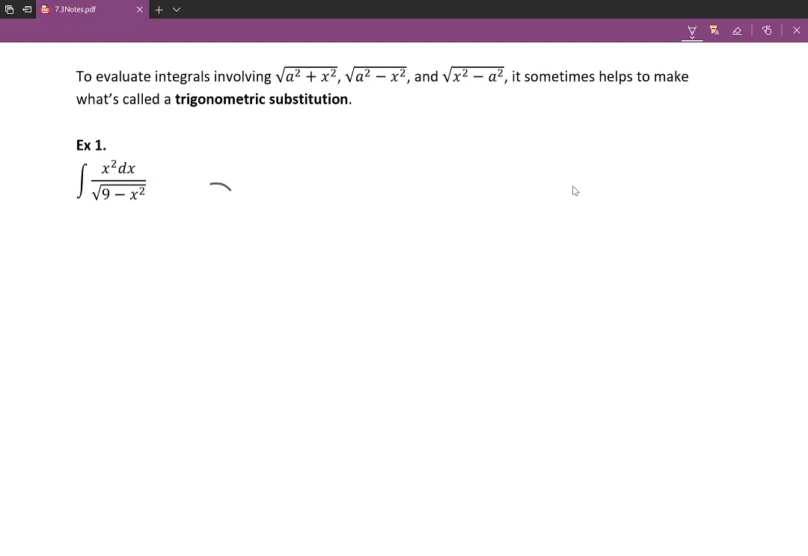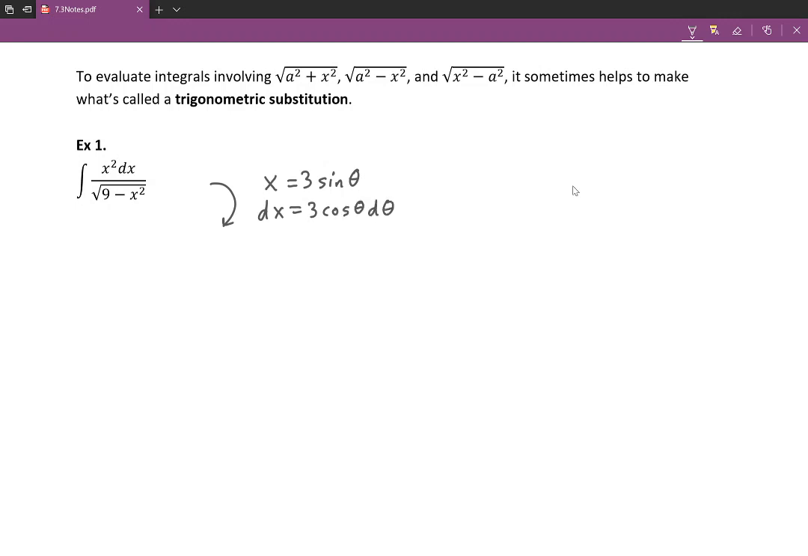And here's what we're going to do. We're going to let x equal 3 sine theta. Now, most of the time, we don't let the variable that we already have equal something else. Usually we let u equal some part of the expression here. So it's a different kind of substitution. Alright, so we have x equal 3 sine theta. So dx, the derivative, would be 3 cosine theta d theta.